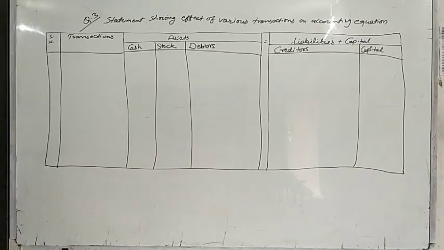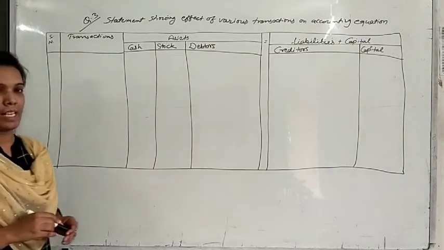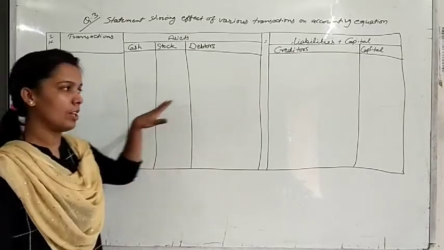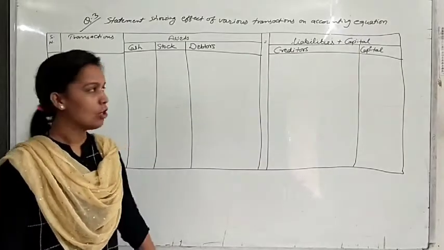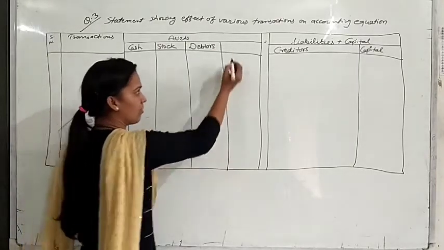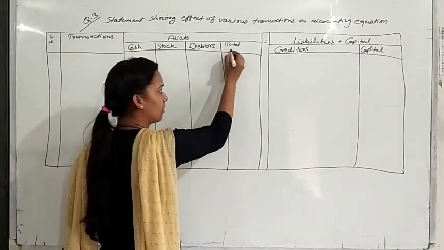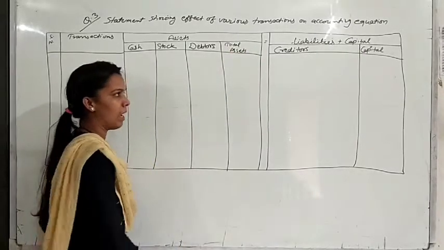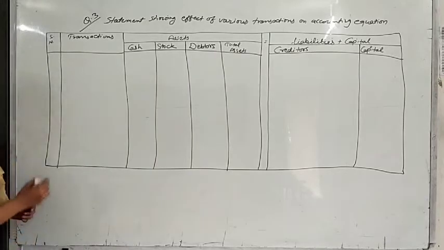Next point, paid for rent. Paid for rent, it means this is an expense for you. So whenever there is an expense, it will reduce your cash and capital, that we already have. So these are the columns, and the last column in assets we will make for total assets, and this side is for creditors and capital. Okay, so let's start with the first transaction.